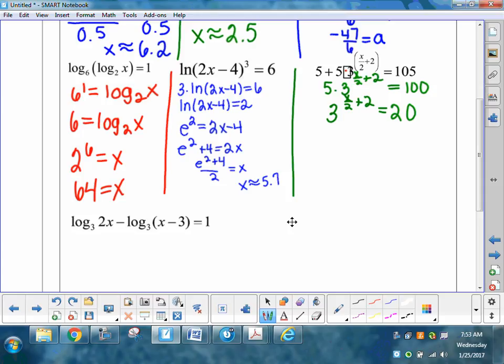To try to get a similar base. Nope, we can't. 3 and 20 won't share a base. Who can tell me what we do now? Really? 3 people? Woo! 4. Emma S., what do you say? There you go. What is this in log form?